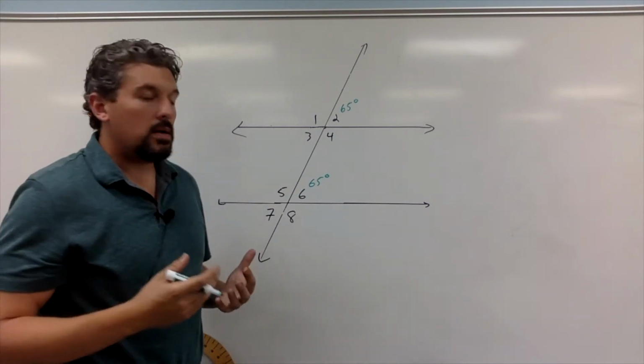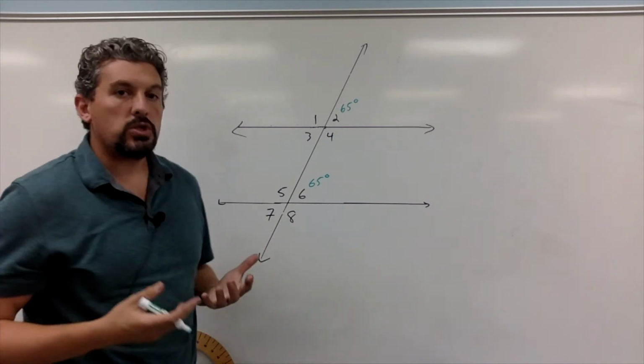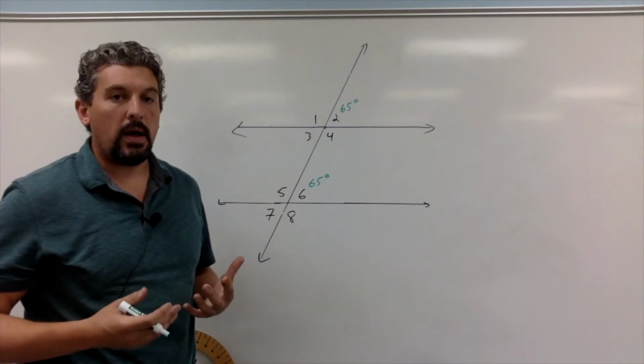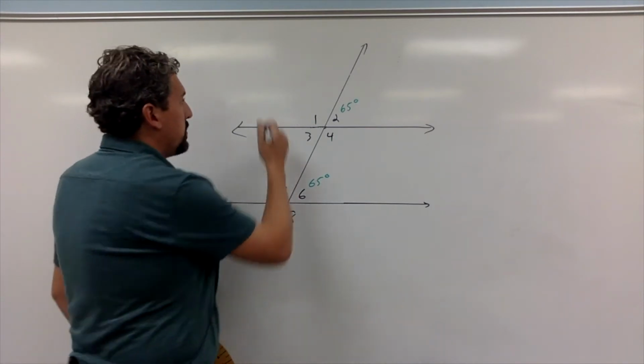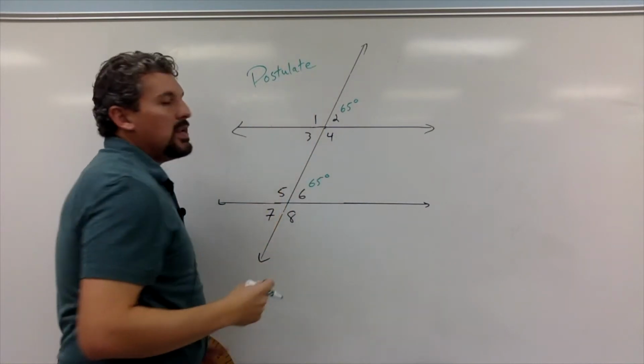When you look at the board now, I think many of you would just look at this and realize that 2 and 6 have to be the same for the lines to be parallel. This notion is called a postulate. In mathematics, a postulate is something that is just obvious.